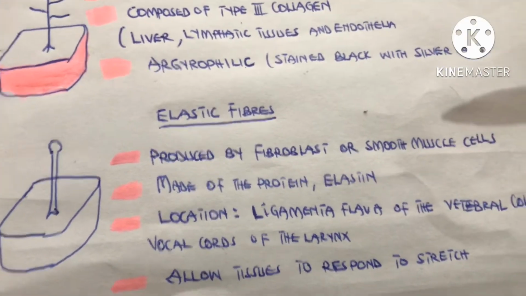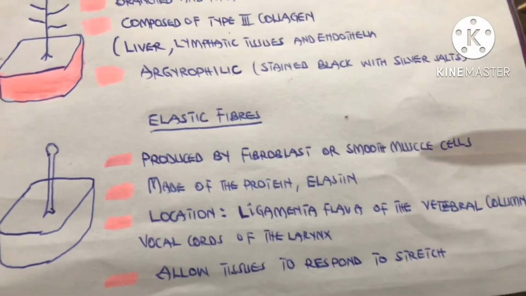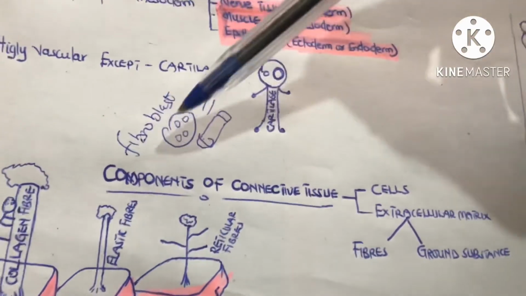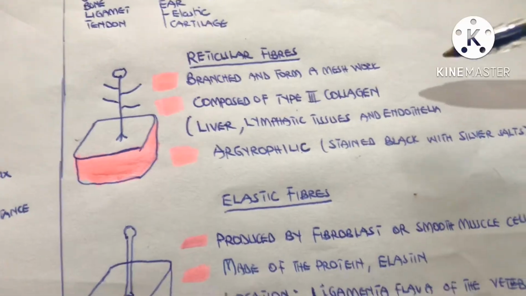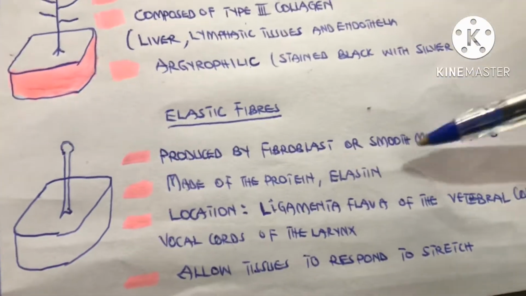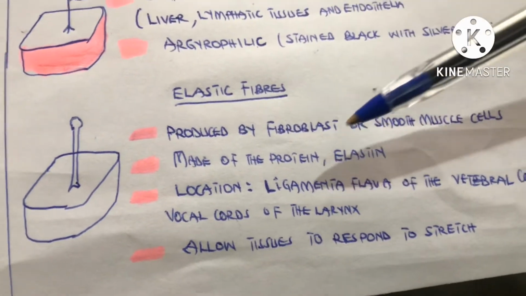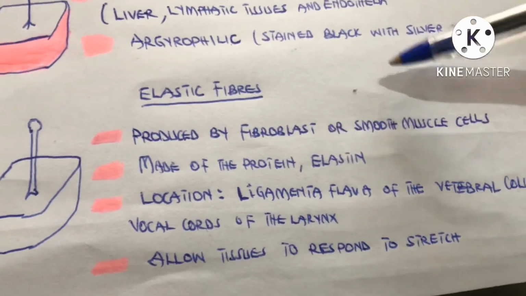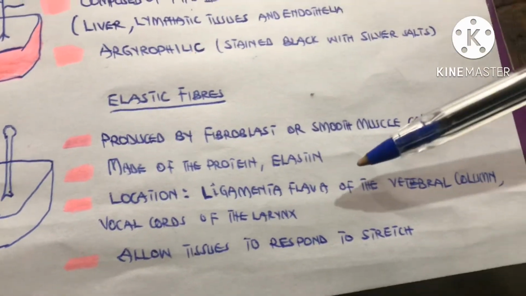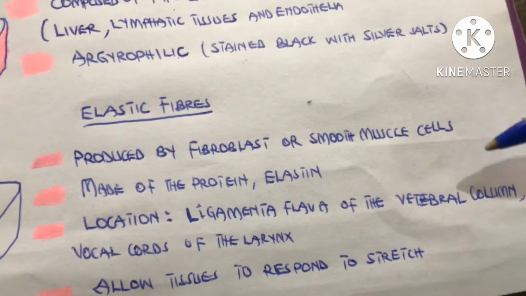The elastic fibers are produced by fibroblasts and also smooth muscle cells. I said that the collagen fibers are produced by fibroblasts; only the reticular fibers are not produced by fibroblasts. The elastic fibers are made up of the protein called elastin, and they can be found in the ligamentum flavum of the vertebral column.